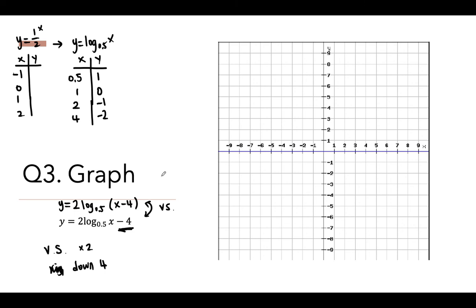Okay, so if I were to do y is equal to 2 log 0.5x, then you're going to multiply y by 2, right? Therefore, x stays the same. Then y becomes 2, 0, -2, and -4.